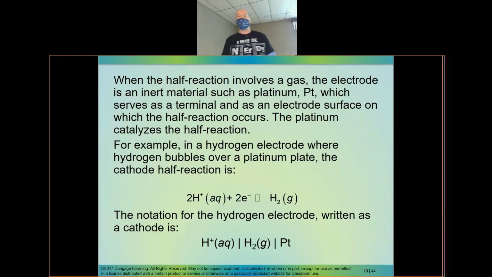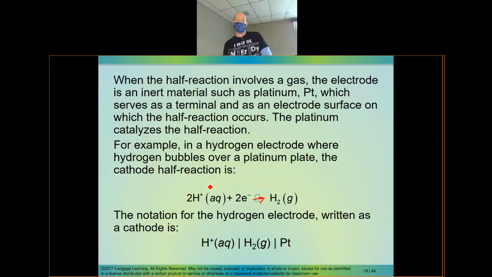If you do not have a metal for this half reaction, you have the reduction of H+. So 2H+ with 2 electrons goes to H2 gas. There's no metal here. There's nothing. You can't clip your clip to a gas. You can't clip it to a liquid. You have to clip it to a metal.